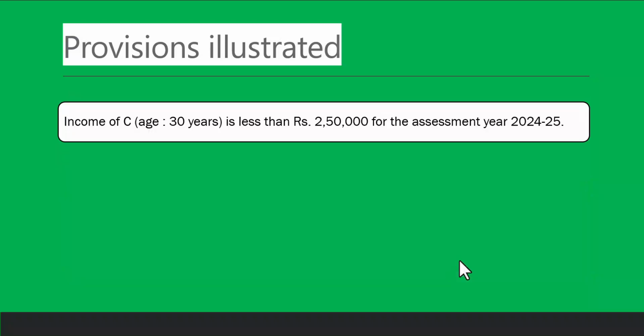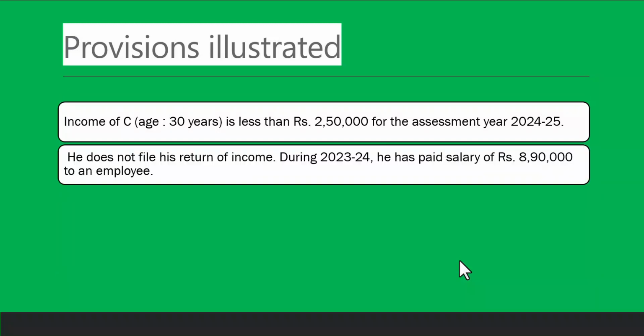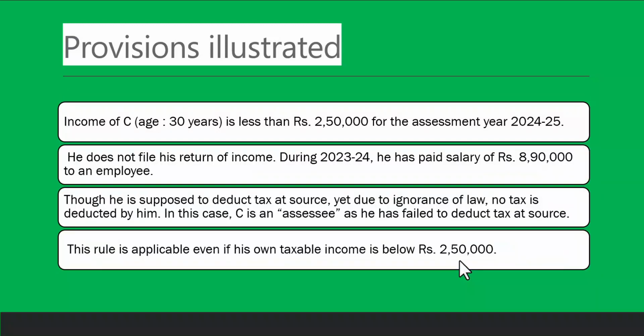Income of C is less than 2,50,000 for the assessment year 24-25. He does not file his return of income during 23-24. He has paid salary of rupees 8,90,000 to an employee.